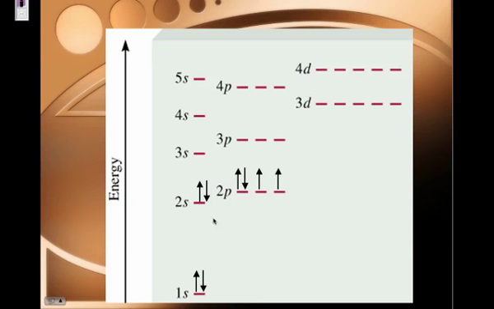No. It has to fill up 2p before it can start filling 3s.